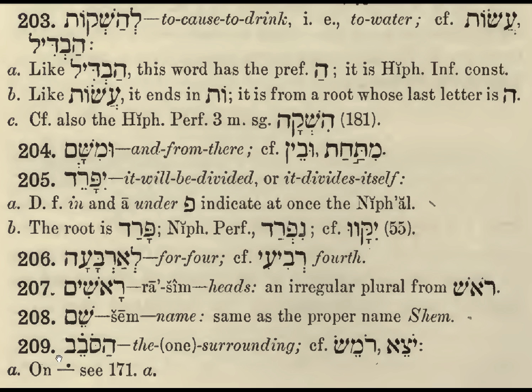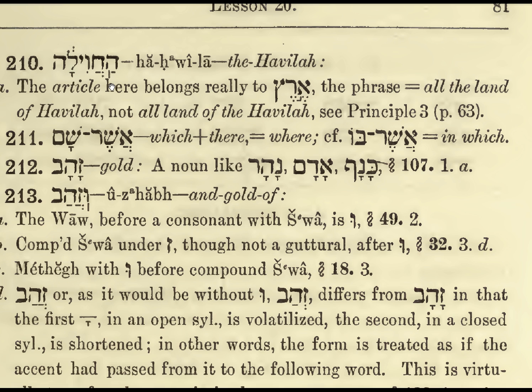Has sob babe, the one surrounding. And it's got the Rabi'a here. Compare romes and yotze. Ha chavila. Remember, this ha would normally have a dagesh here, and so this is our syllable break. The article here really belongs to Eretz, all the land of Havilah, not all land of the Havilah.